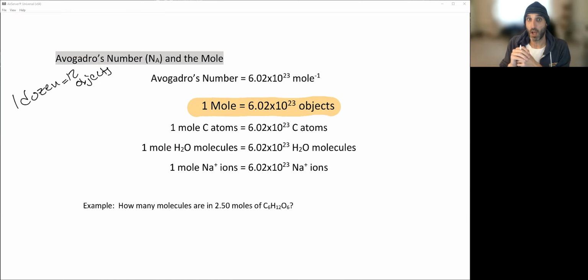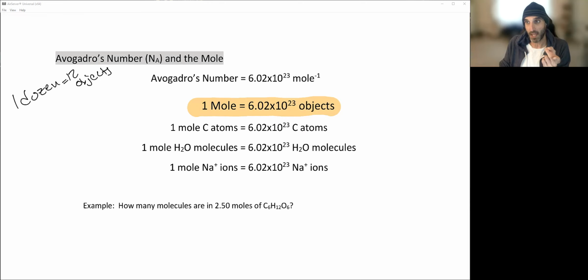Okay, this number is massive, just to give you an idea. The grains of sand on the planet Earth don't even equal 6.02 times 10 to the 23rd grains of sand. It is a massive number. So a mole is a very large quantity, but when you're dealing with something at the molecular level, it's actually not that much.